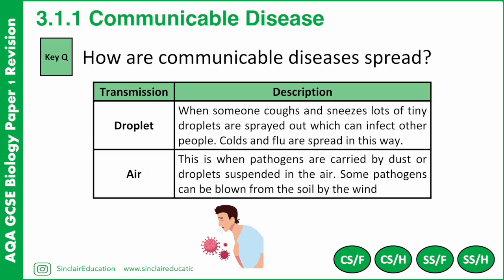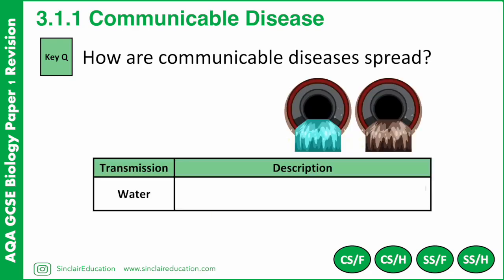With air, this is when pathogens, instead of being carried by water, are more carried by dust. But within the air, we can get droplets suspended in it too that can cause infection. Plants, for example, their infections can often be blown from the soil by the wind and used to spread from one plant to the other.